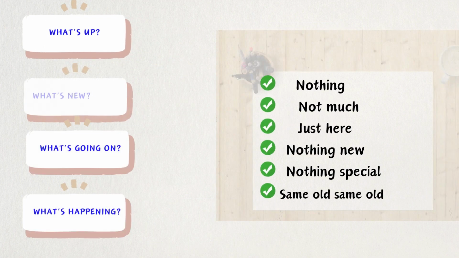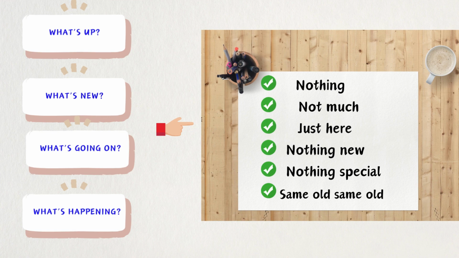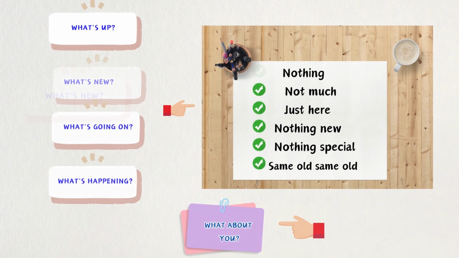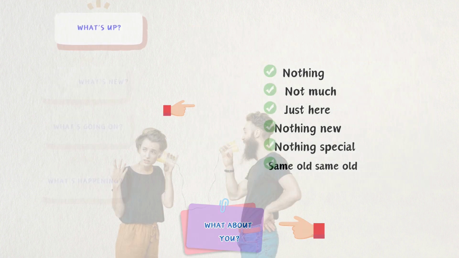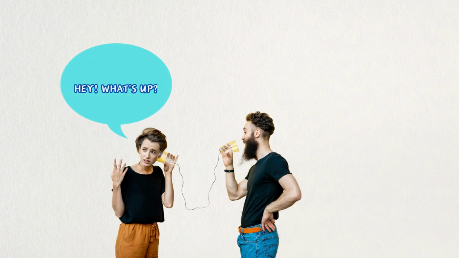Most people answer with nothing or, "Not much." "Just here, nothing new, nothing special." "Same old, same old." Or if it feels right to make small talk, you could also briefly describe anything new or interesting that's going on in your life before asking, "What about you?" to continue the conversation. So if someone says to you, "Hello, what's up?" you most likely will say, "Not much, nothing."